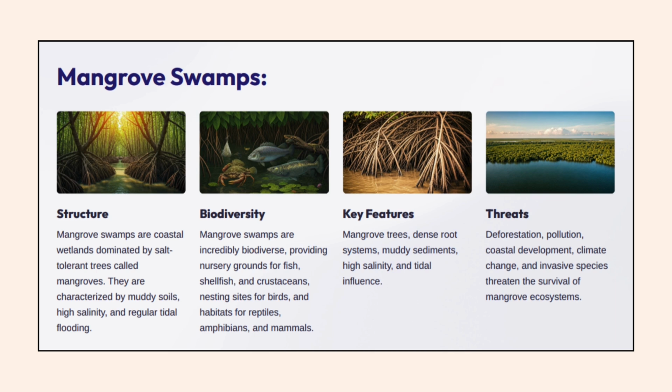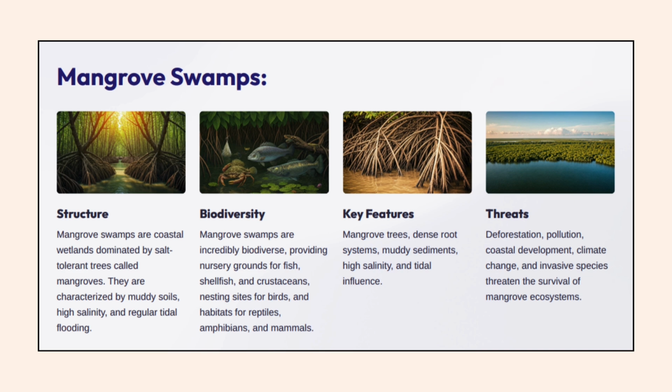Now let's describe and talk about mangrove swamps. So for its structure, so as what we have said a while ago, mangrove swamps are coastal wetlands dominated by salt-tolerant trees called mangroves. They are characterized by muddy soils, high salinity, and regular tidal flooding. For biodiversity, mangrove swamps are incredibly biodiverse, providing nursery grounds for fish, shellfish, and crustaceans, nesting sites for birds, and habitats for reptiles. Ayan, kasi nga, hindi nagmo-move yung water dyan.